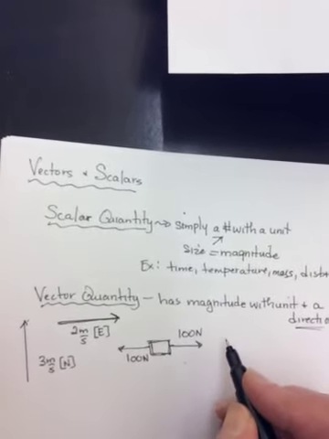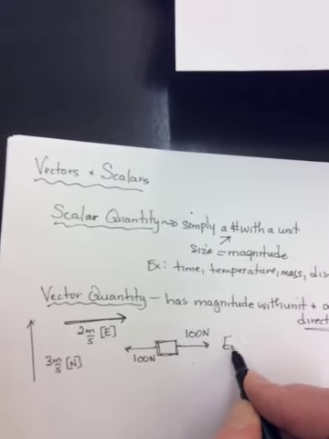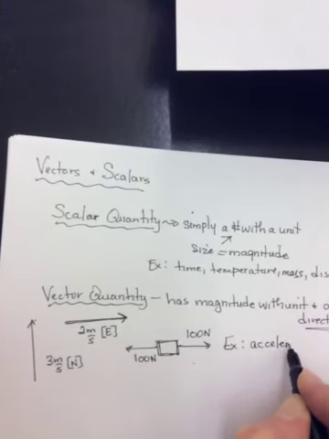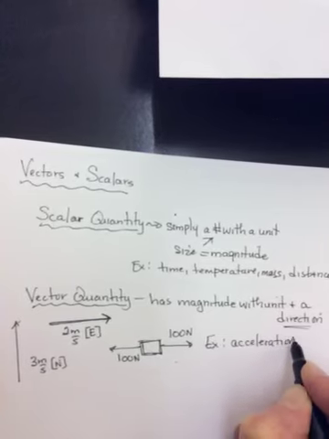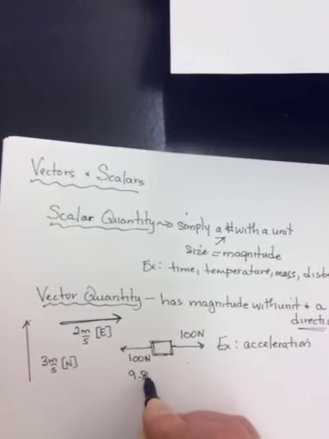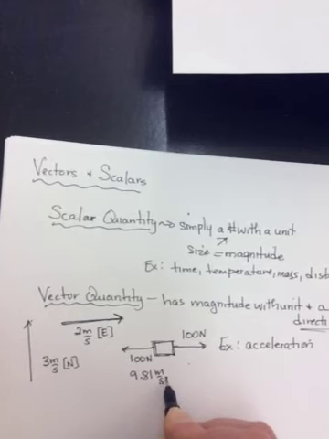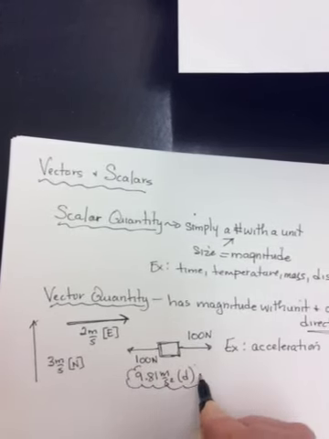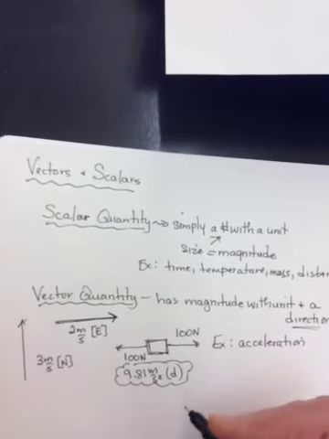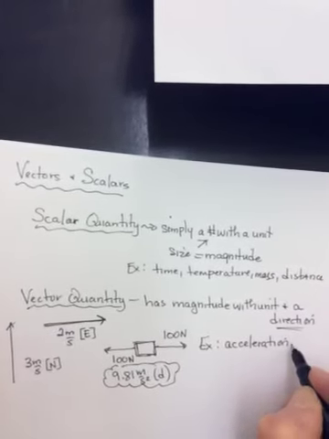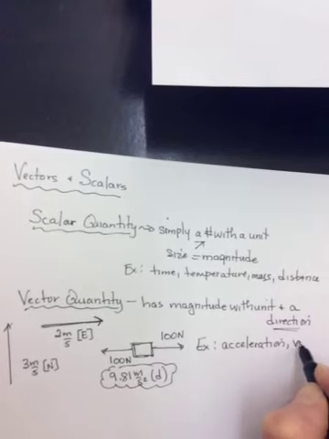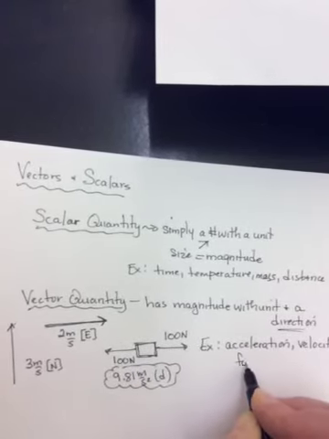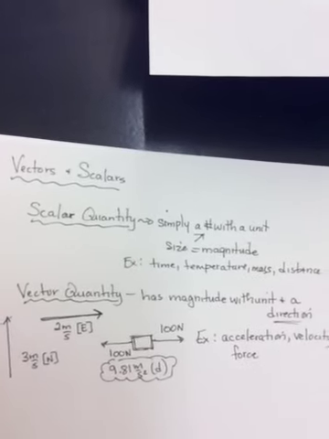What are some other examples of vectors? Examples are acceleration. Which way is gravity going to cause you to accelerate? It's 9.81 meters per second squared down. You never have to worry about which way the vector gravity is going to act. It's always going to be downward. Other examples would be velocity, and we just said a minute ago, force. And there's more that we'll get to.